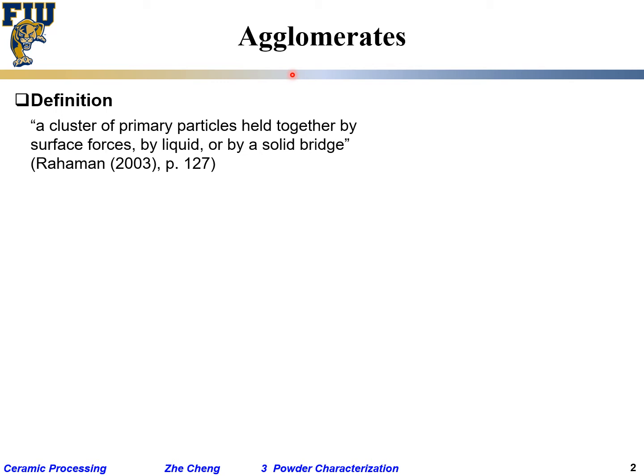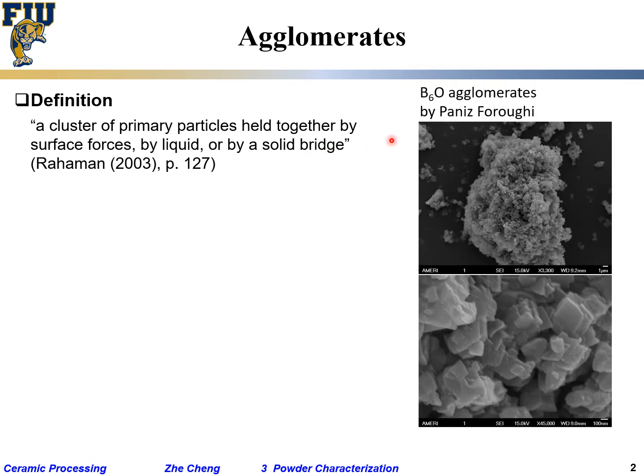Agglomerate means small particles come together, a cluster of primary particles held together by surface forces or by liquid or by solid bridges. Okay, and here I'm showing B6O, a ceramic, right? Boron 6 oxygen. This is what we would call an agglomerate, right? This is low mag. If we zoom into high mag, you see many grains, but they are tightly bonded together by a kind of solid bridge. They're bonded together into this large particle.